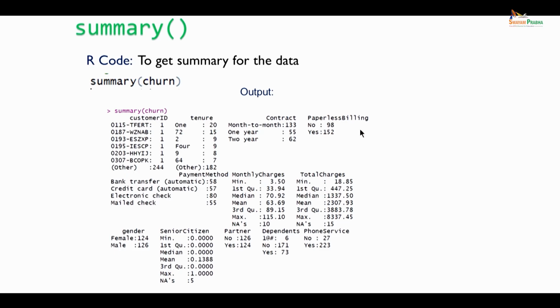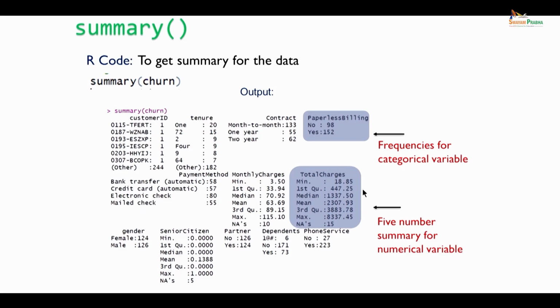You can see the output below. So, it is basically giving you the frequencies for categorical variable. For instance, under the variable paperless billing, you have 98 observations as no and 152 observations as yes.